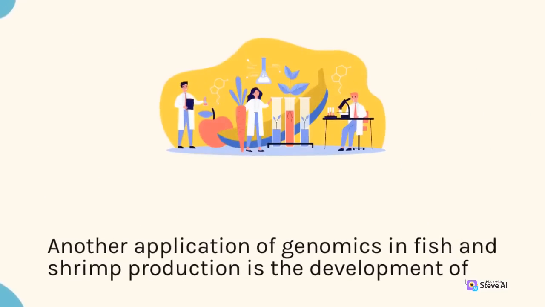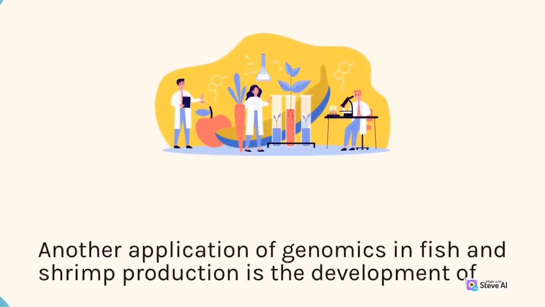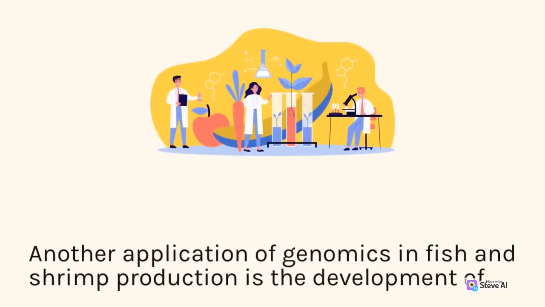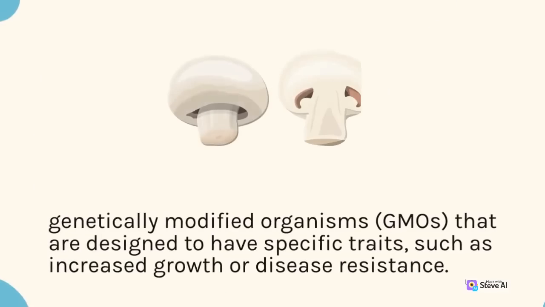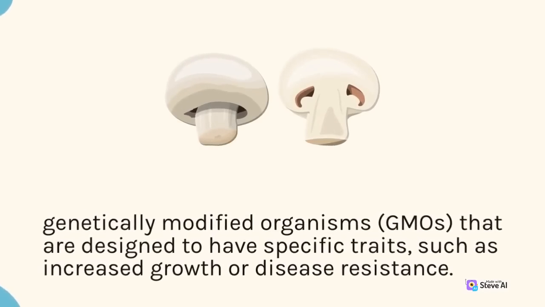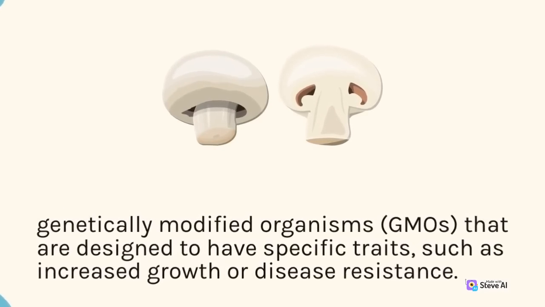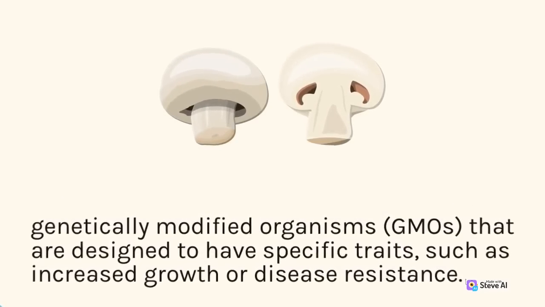Another application of genomics in fish and shrimp production is the development of genetically modified organisms, GMOs, that are designed to have specific traits, such as increased growth or disease resistance.